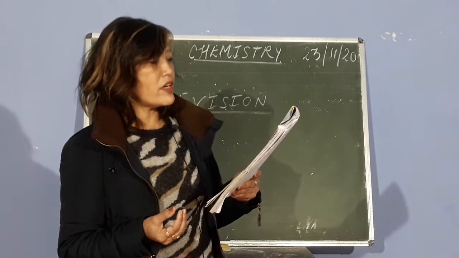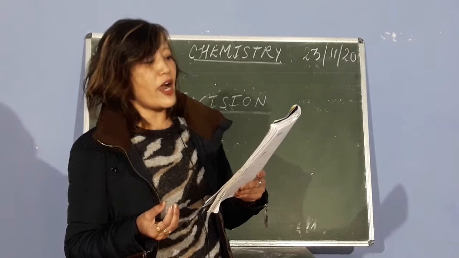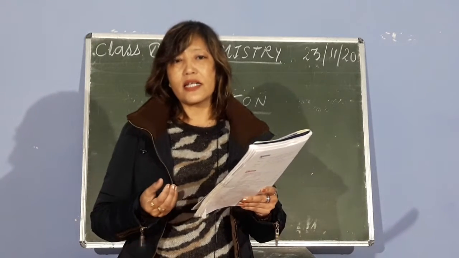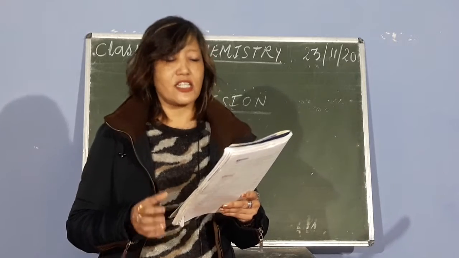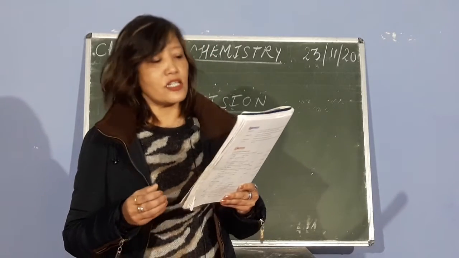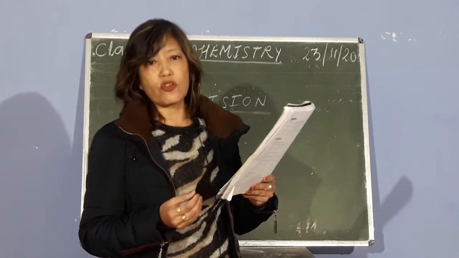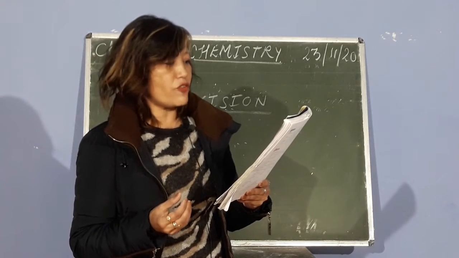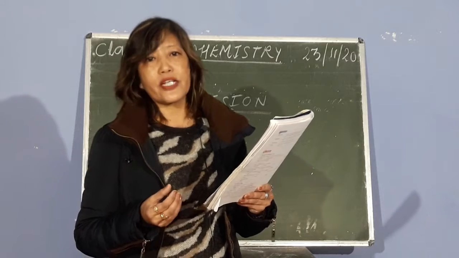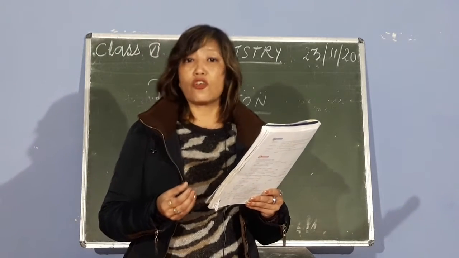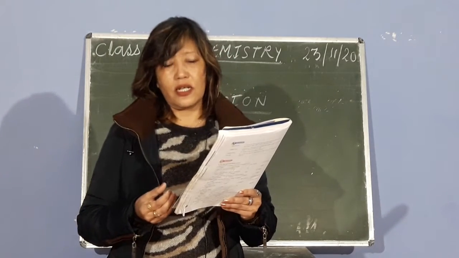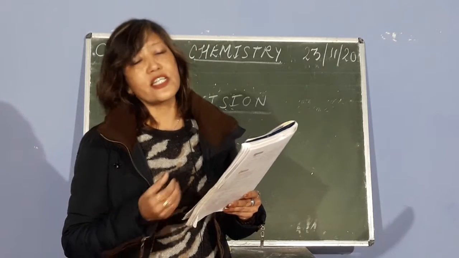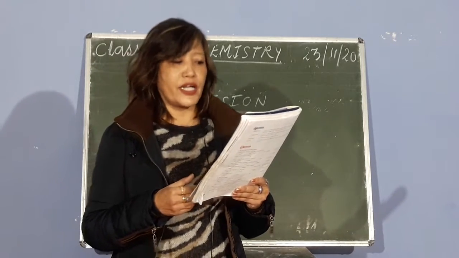Then number 5, nitrogen is used in fire extinguishers. So it is not nitrogen. The answer is actually carbon dioxide is used in fire extinguishers. So number 5 is also false. Then number 6, excess water vapor increases the rate of evaporation. This is also false. Actually, the right answer is excess water vapor decreases the rate of evaporation.